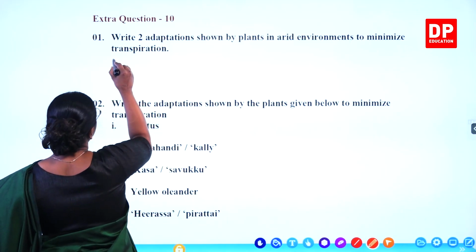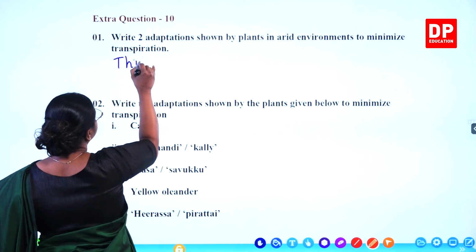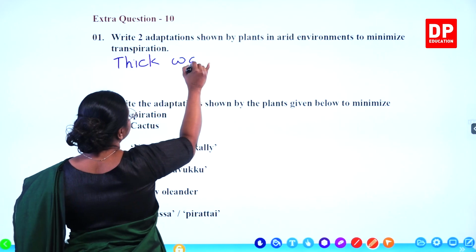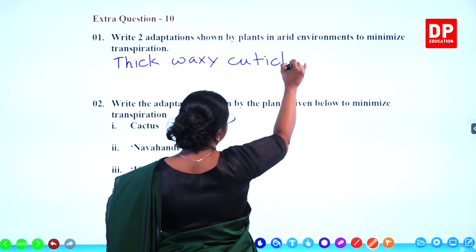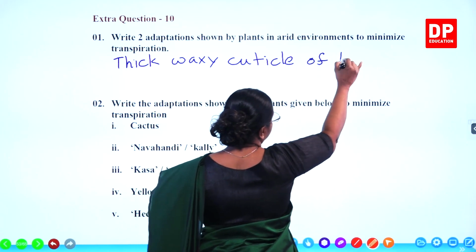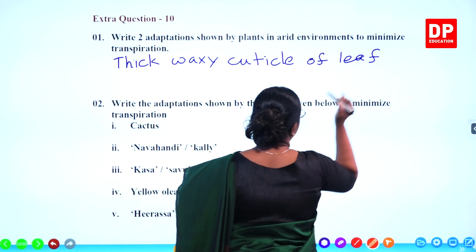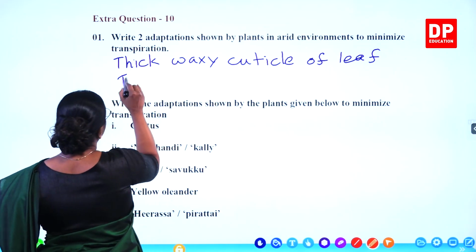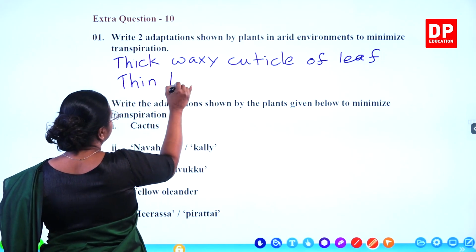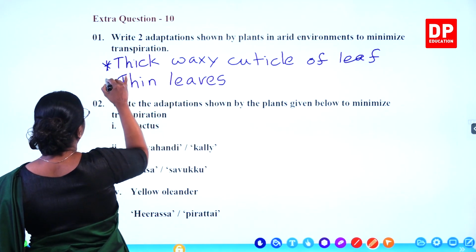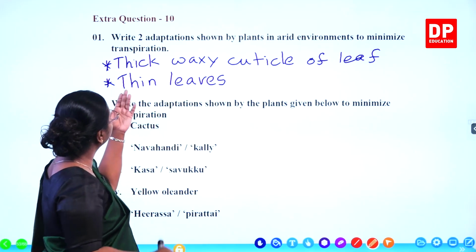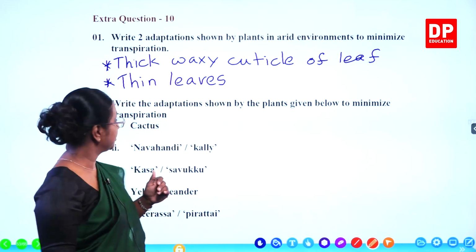So I will say thick waxy cuticle of leaf, then thin leaves. You can write the other two points as well. You can write any two adaptations.